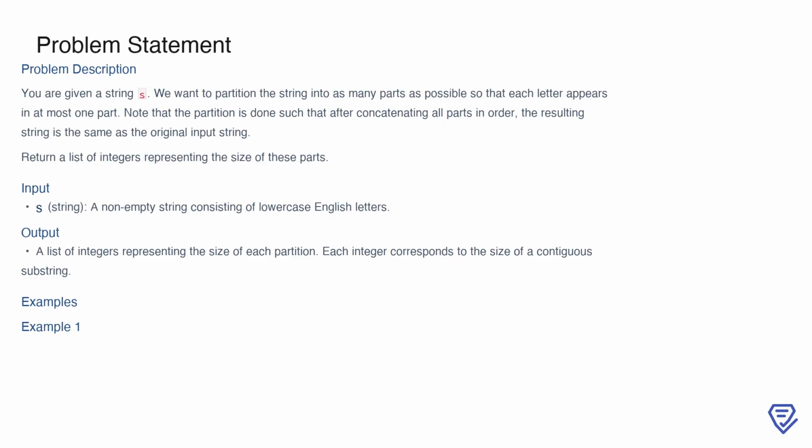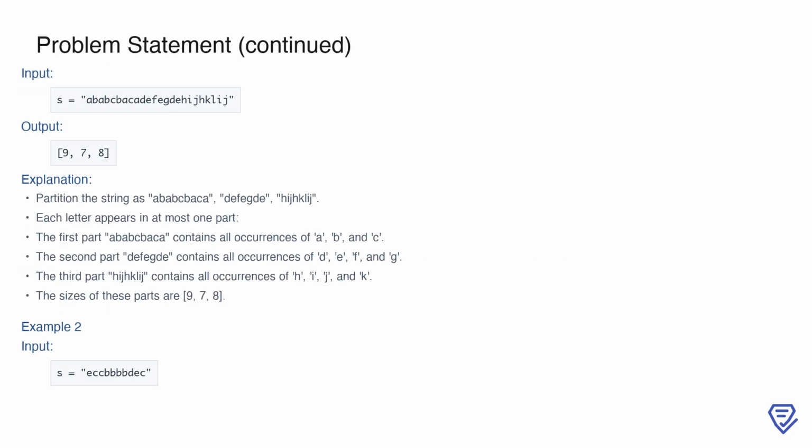The input is a non-empty string consisting only of lowercase English letters, and we are tasked with calculating the sizes of these partitions as integers. Let's consider the first example to understand how the solution works. Suppose the input string is S equals ababcbacadefegdehijhklij. The desired output is 9, 7, 8, which represents the sizes of the 3 partitions. Here's how this is achieved.